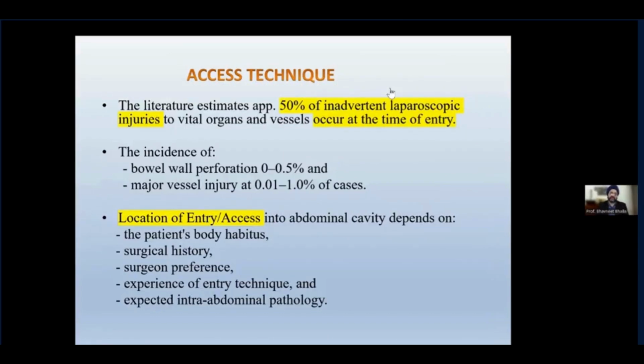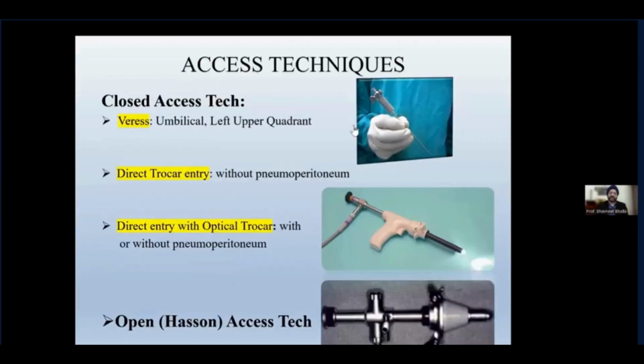From where you are going to access the abdominal cavity is dependent upon lots of factors. There are basically two kinds of techniques: closed access techniques or the open Hasson's technique. In closed access, you can start by putting in a Veress needle and creating a pneumoperitoneum, and then put your working cannulas or ports. Or you can go with a direct trocar entry without pneumoperitoneum, which is shown to be slightly riskier compared to the Veress, because here we are not going to create a pneumoperitoneum.